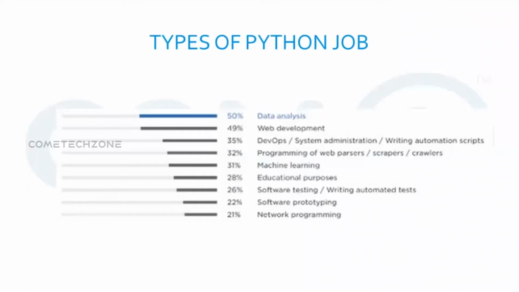When it comes to jobs with respect to Python programming, data analytics plays the first role with all the supporting Python libraries, and then web development, DevOps, programming of web parsers, machine learning, of course with artificial intelligence, software testing, and network programming. The majority of the product-based companies which I know adopt or use Python programming in most cases, either in development or for testing also.